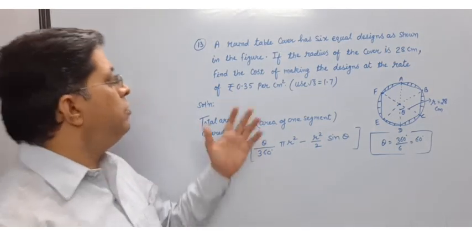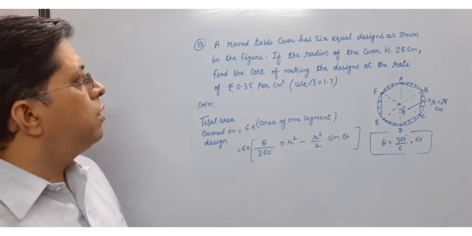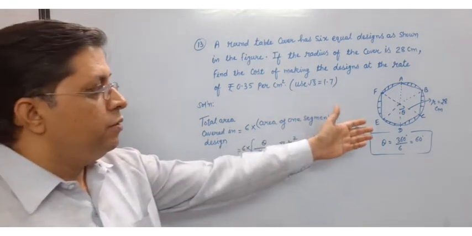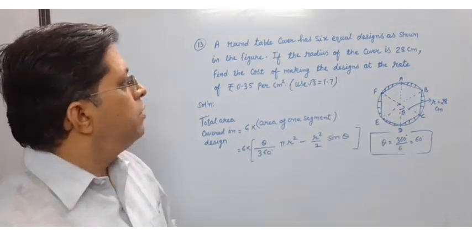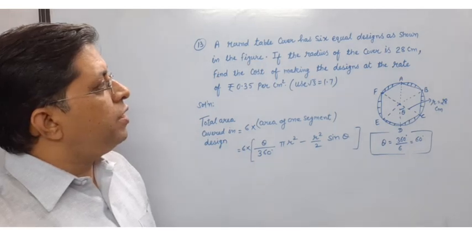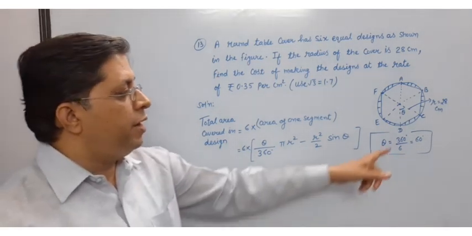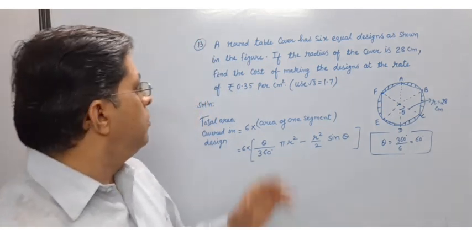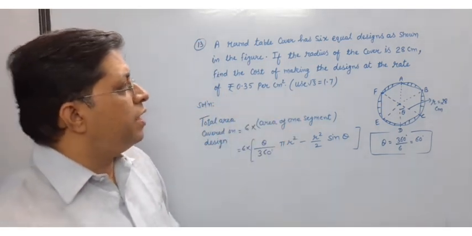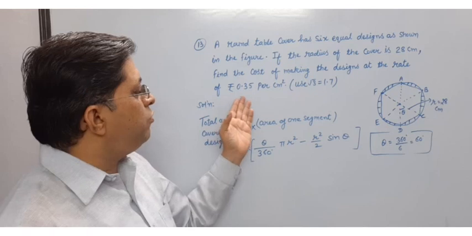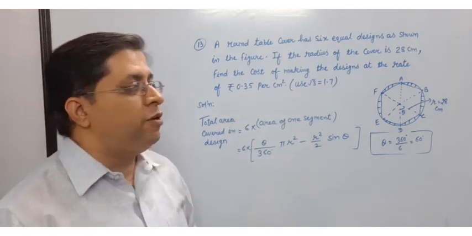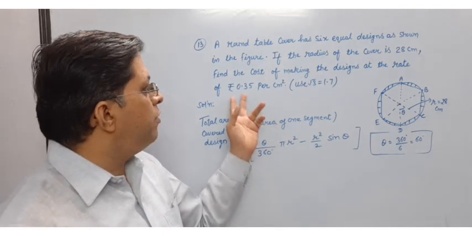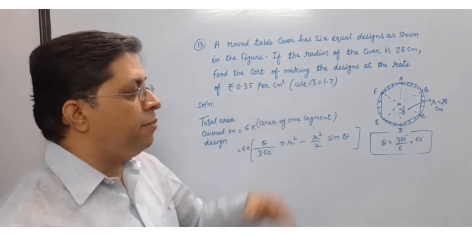Yes, the next question is, a round table cover has 6 equal designs as shown in the figure. This is the round table cover. The radius of the cover is 28 centimeter. Radius is given 28 centimeter in the figure in the book also. Find the cost of making the design at the rate of rupees 0.35 per centimeter square. You have to find its cost. Rate is given to you, 0.35 per centimeter square.